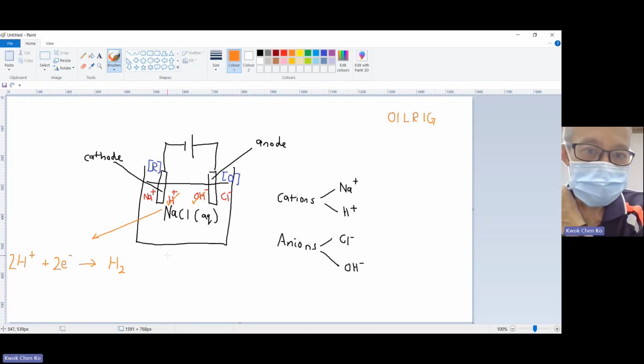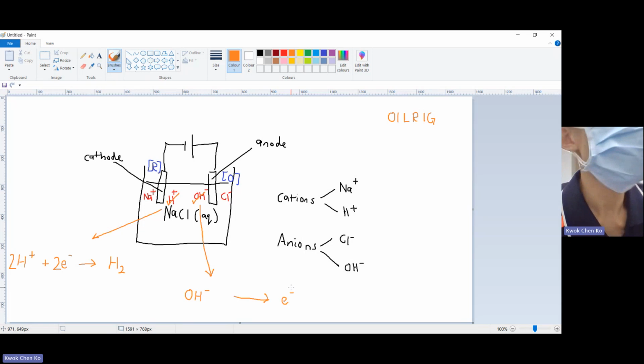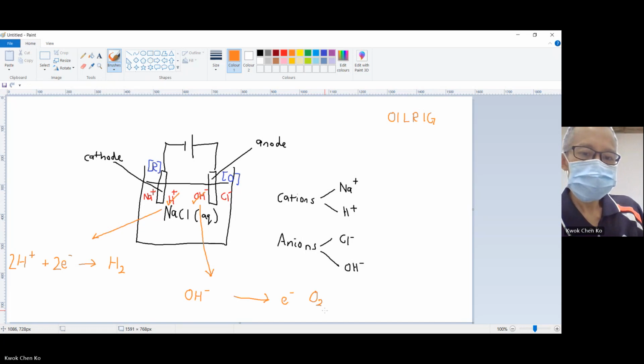Of course, guys, you need to do the same for OH minus. It's on the left-hand side. It gets oxidized, therefore my electrons are on the right, because it loses electrons. But what does OH minus become? O2 gas and H2O. And don't forget to balance it, you need H2O as well.